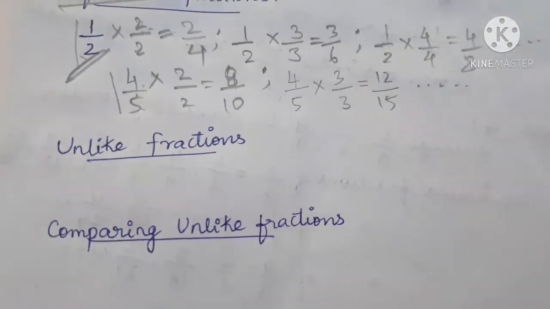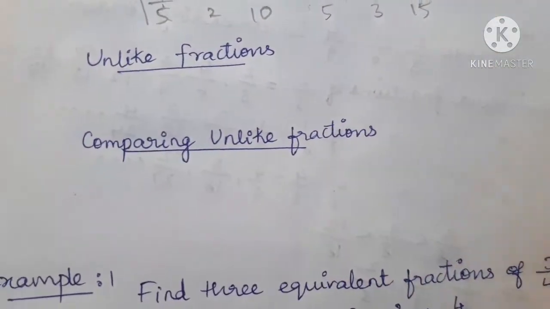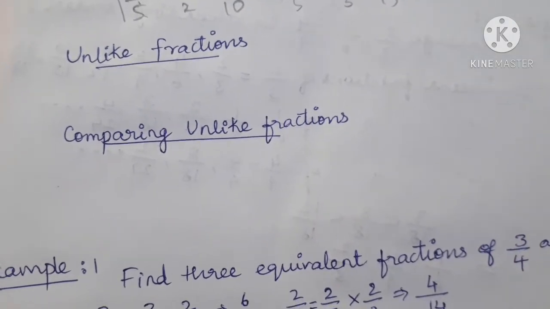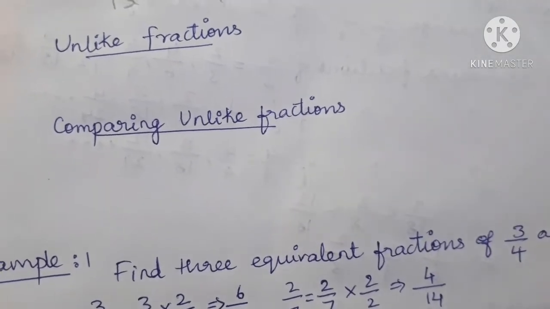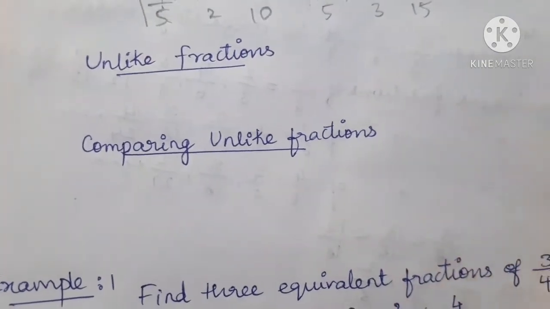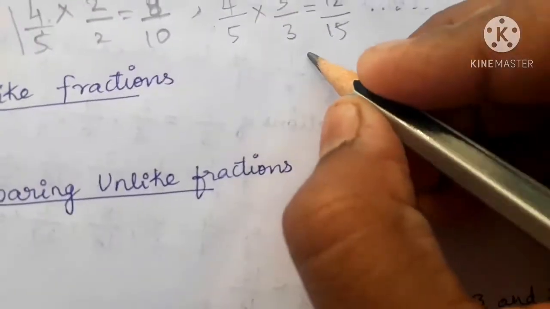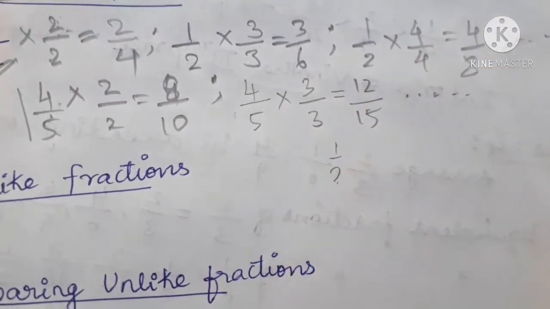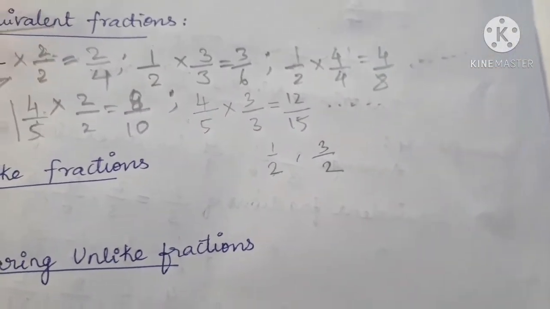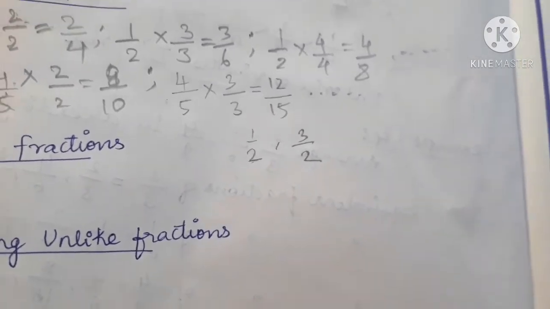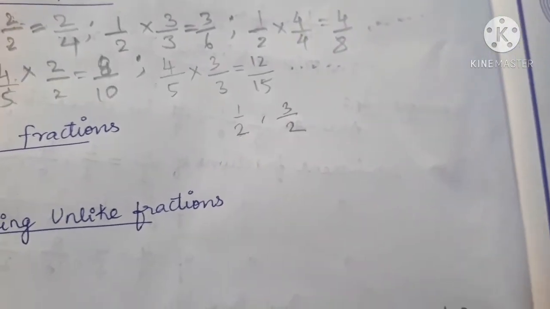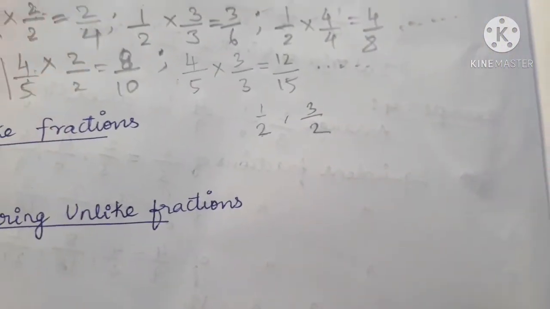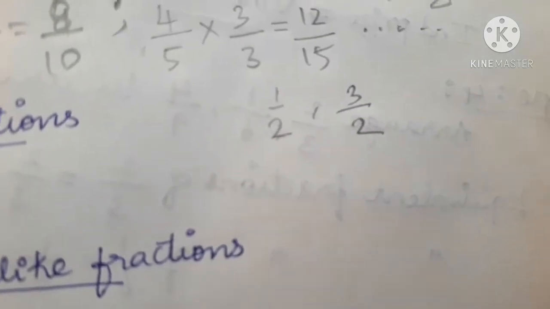That's all. So our next topic is unlike fractions. What are unlike fractions? In the previous standards, I think you would have learnt about like fractions. Like fractions means fractions which have the same denominator. So if you take 1 by 2 and 3 by 2, you can see that they have the same denominator, 2. The 2 is the same denominator for both fractions. So these will be called like fractions.